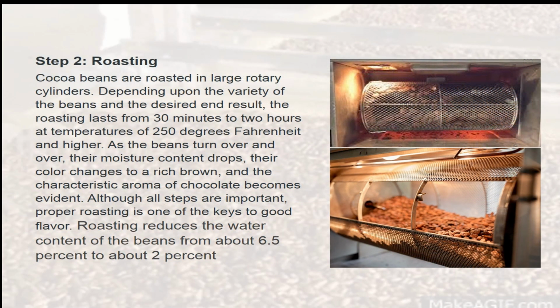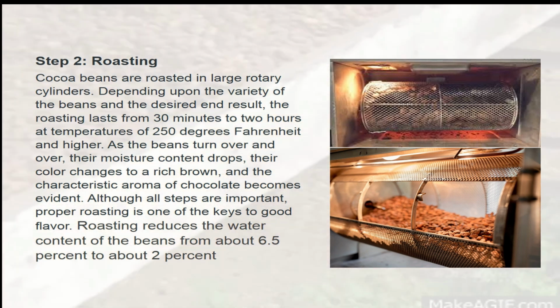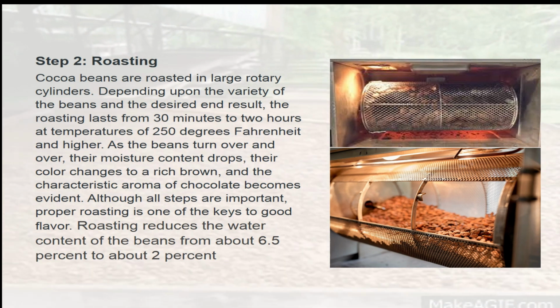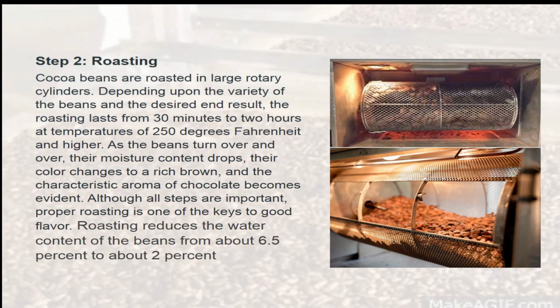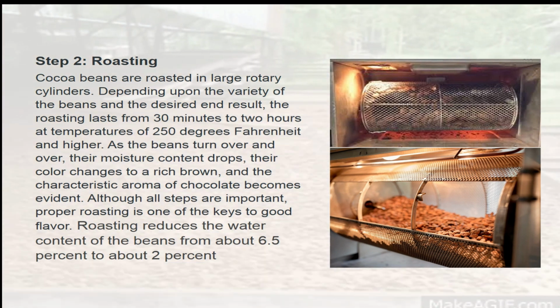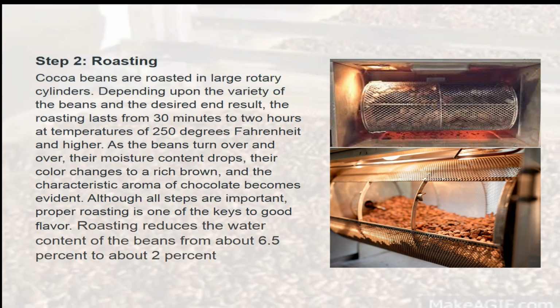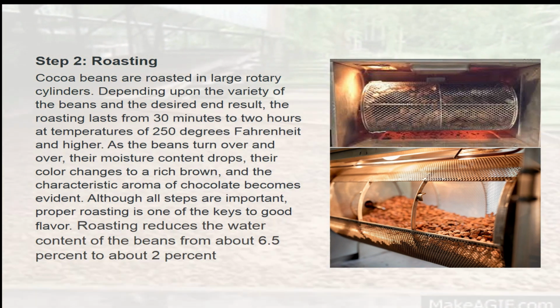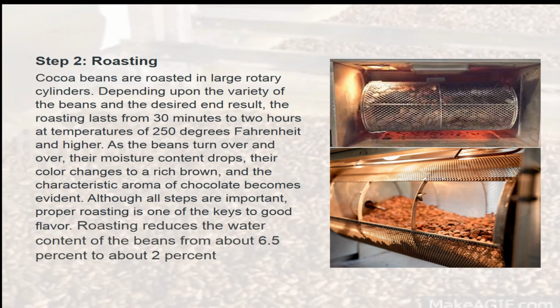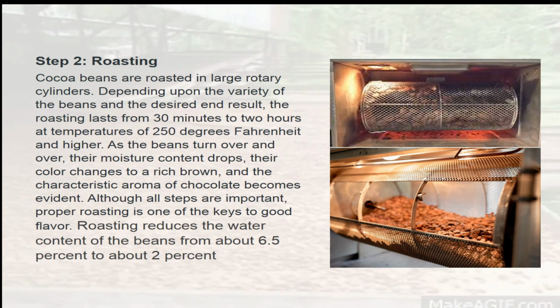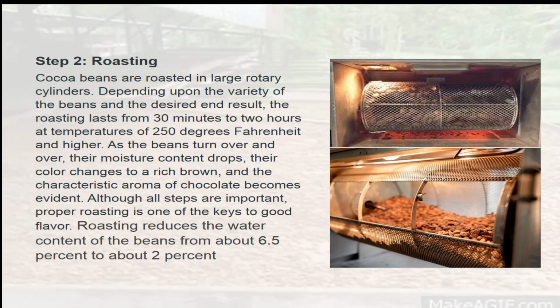Step 2. Roasting. Cocoa beans are roasted in large rotary cylinders. Depending upon the variety of the beans and the desired end result, the roasting lasts from 30 minutes to 2 hours at temperatures of 250 degrees Fahrenheit and higher. As the beans turn over and over, their moisture content drops, their color changes to a rich brown, and the characteristic aroma of chocolate becomes evident. Although all steps are important, proper roasting is one of the keys to good flavor. Roasting reduces the water content of the beans from about 6.5% to about 2%.